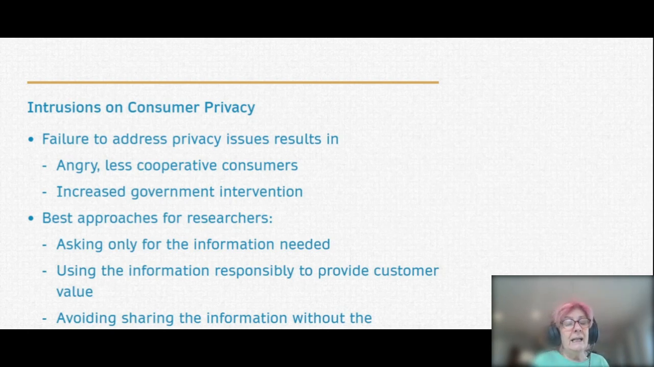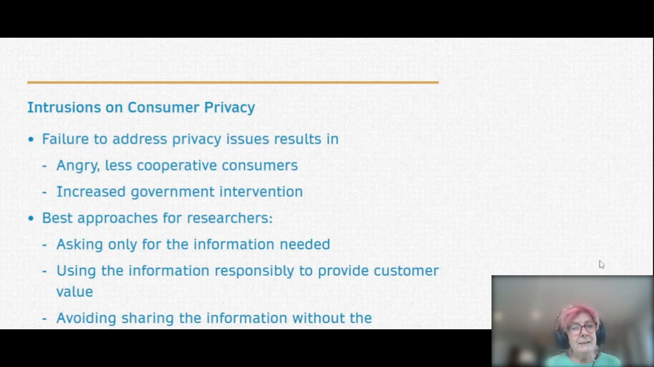Very recently, WhatsApp revised its terms and conditions, and many consumers felt that those terms and conditions affected their privacy in a negative way. And there was a huge number of people who closed their WhatsApp accounts and moved away from that particular platform. So consumer privacy is vital. Businesses have to be seen to be respecting that. And if they don't, increasingly, governments will intervene and hold them to account.